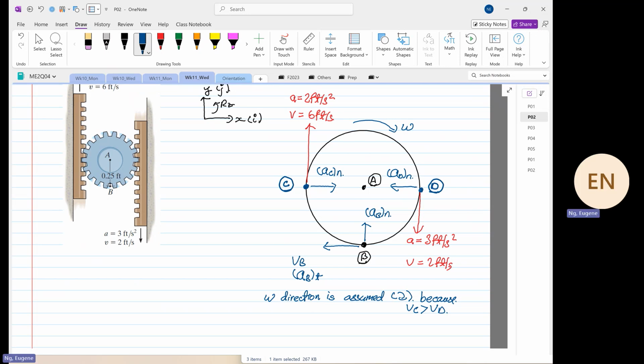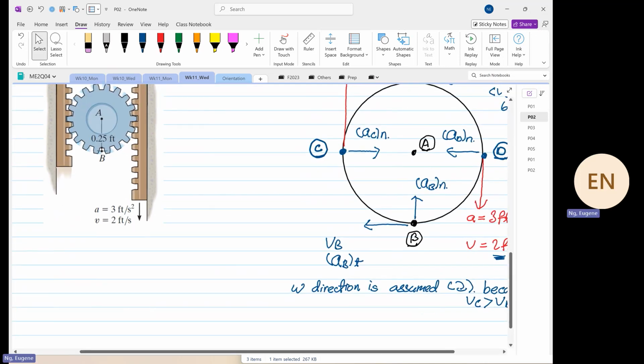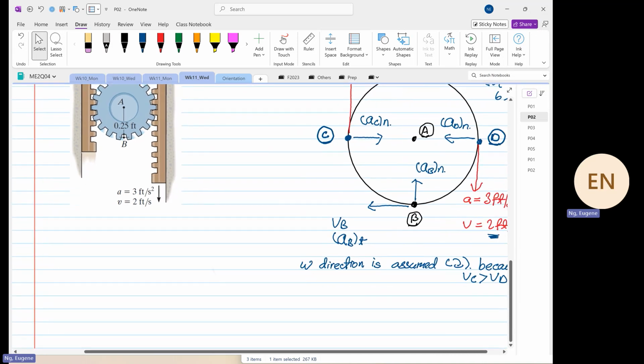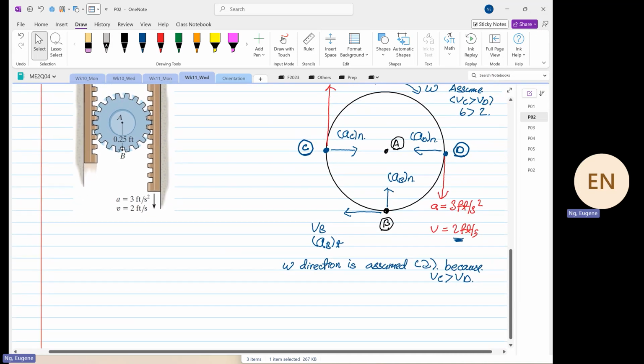Are you all comfortable with the assumption? This is because velocity of D is 2 feet per second, and velocity at point C is what? 6 feet per second. I think it's a very logical assumption because VC is greater than what? VD. VC, we know, is 6. 6 is greater than 2. Yes? Do not memorize. Learning based on understanding is better.